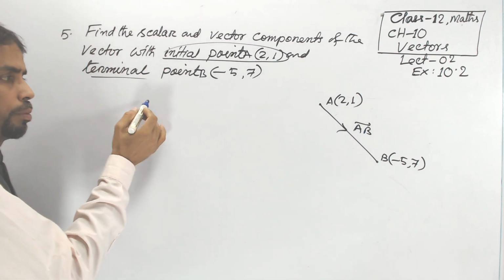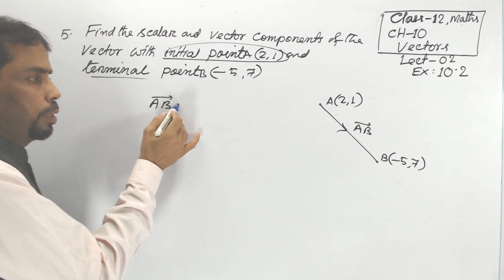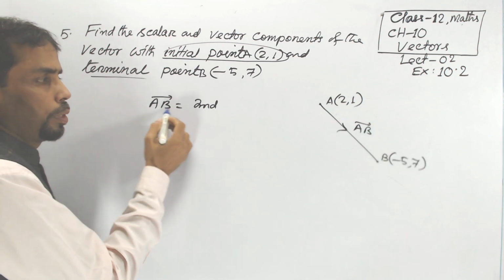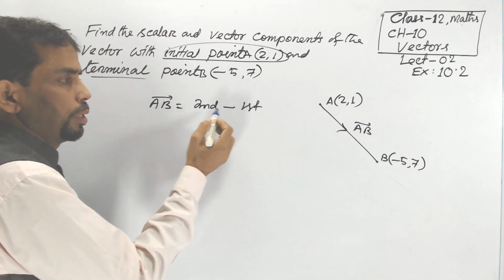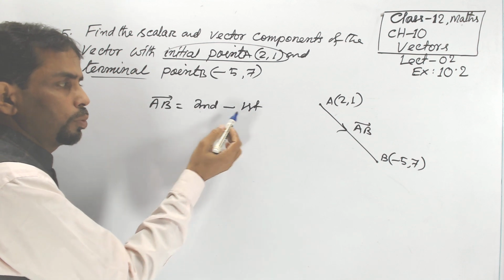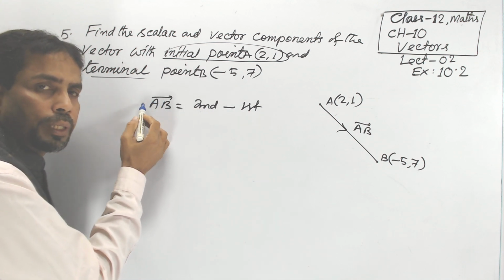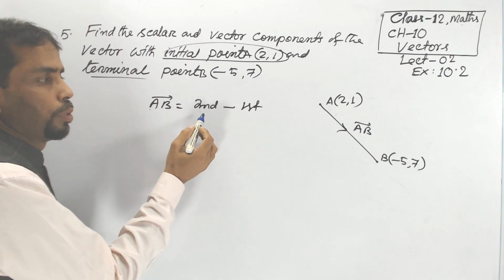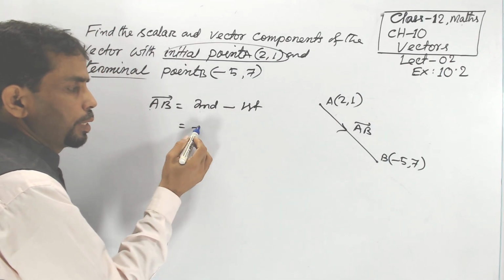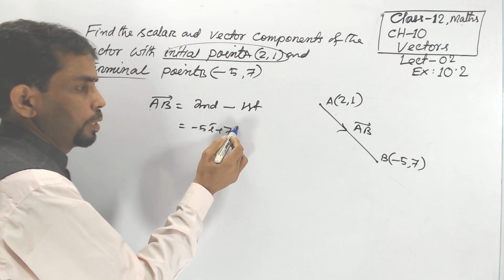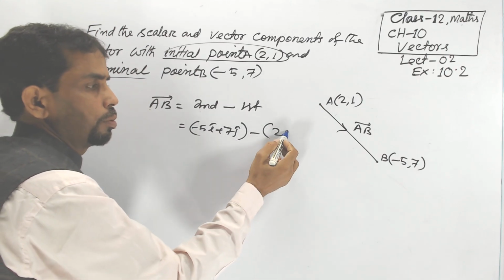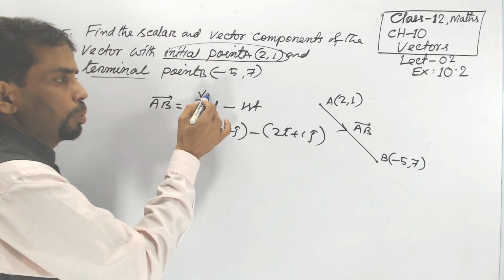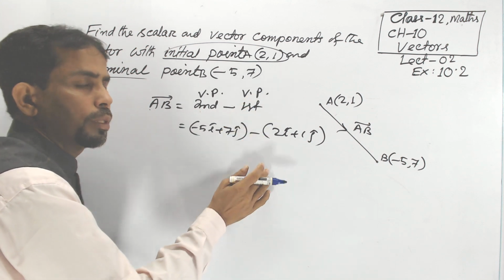And the concept given in the first video, whenever two points are given, joining the two points gives a vector, and it is found like this: second minus first. We have to see the order in which we have written. So here in the order it is written B is second, minus A is first. So second is minus 5i plus 7j minus the first, 2i plus 1j. And you remember this is also called position vector of second minus position vector of the first.